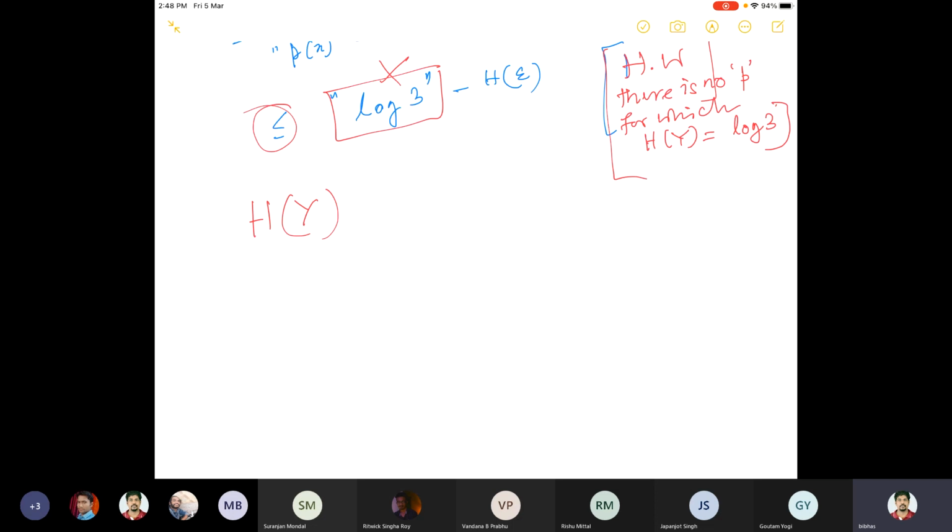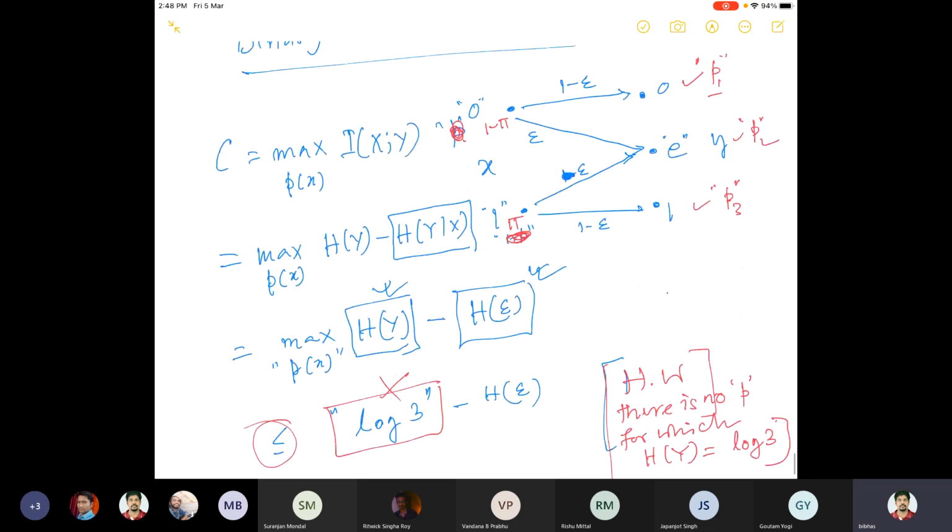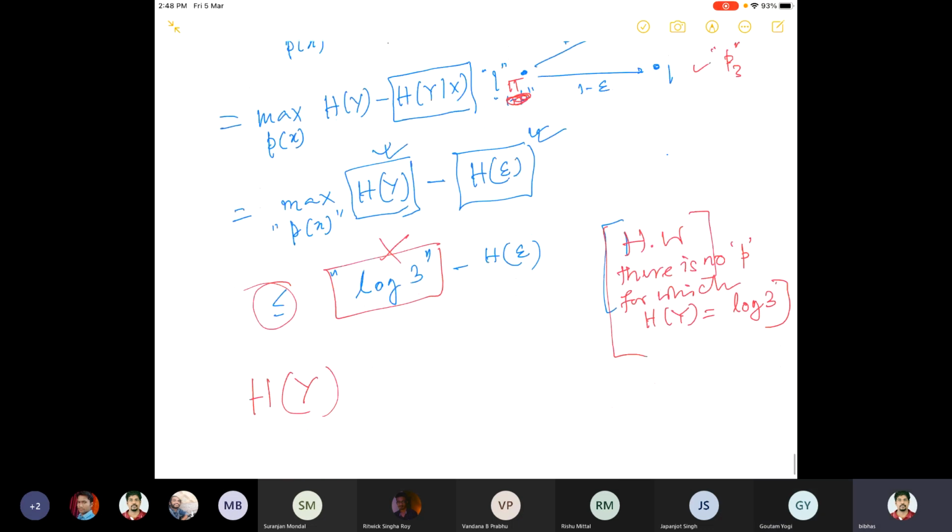So yeah, what I was saying. This P1, P2, P3 you can compute in terms of P. Can anybody tell me what will be P1? Directly from the channel, looking at the channel. If the probability of 1 is pi and the probability of 0 is 1 minus pi, what will be P1? So 1 minus pi into 1 minus epsilon. So the entropy of this will be basically 1 minus pi times 1 minus epsilon. This is for P1.